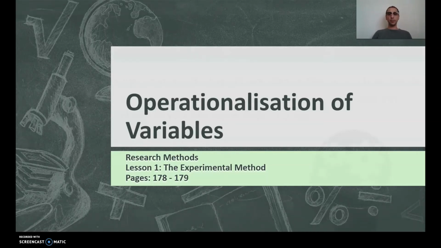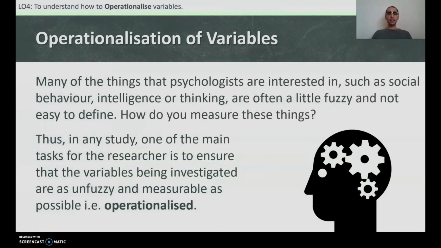Operationalization, easy. Many things that psychologists are interested in, such as social behavior, intelligence, or thinking, are often a little fuzzy and not easy to define. How do you measure these things? Thus, in a study, one of the main tasks for the researcher is to ensure that the variables being investigated are as unfuzzy and measurable as possible, i.e., operationalized.